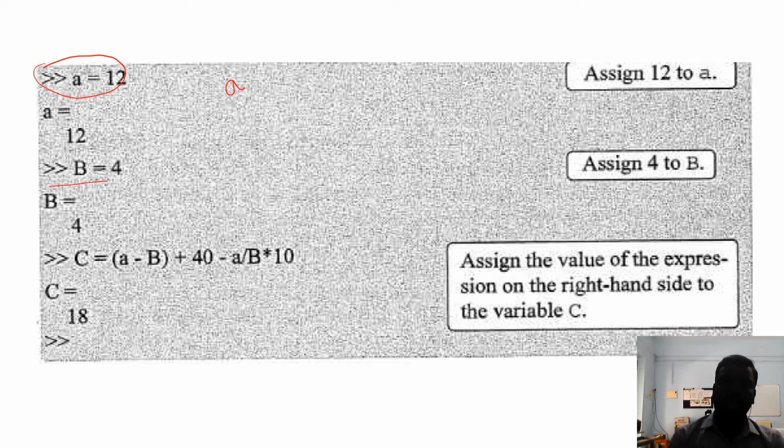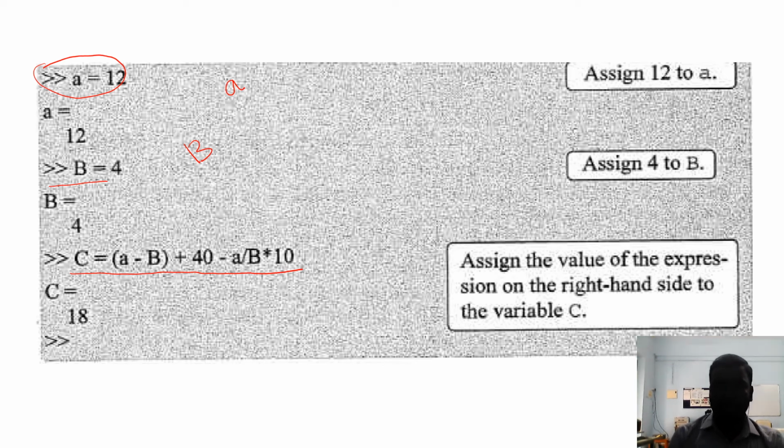Similarly, I take another variable b and give the value 4. After the command prompt symbol, b equal to 4. Using these two variables, I can frame another expression c. So c equal to a minus b plus 40 minus a divided by b star 10.